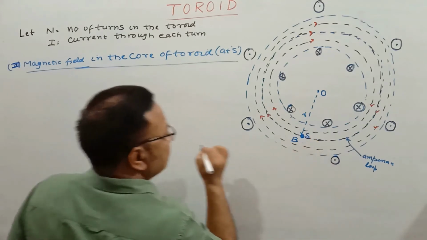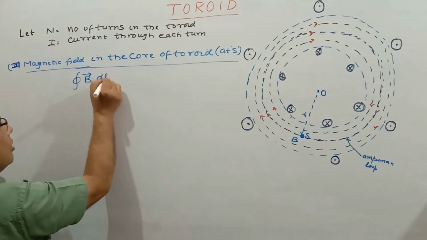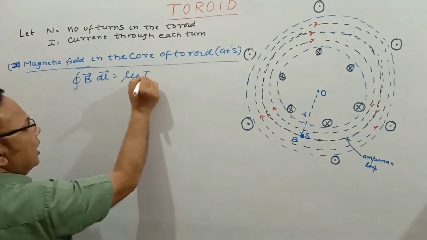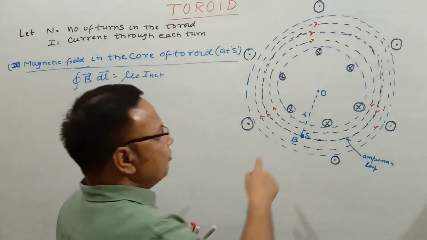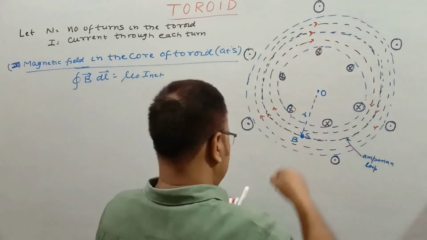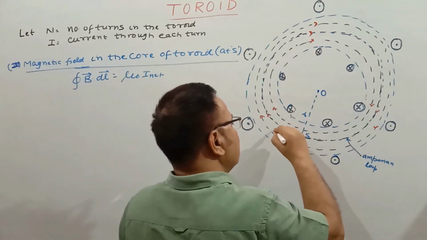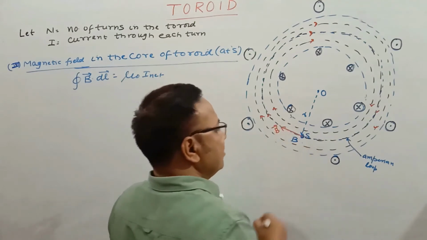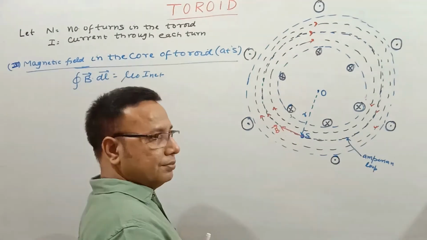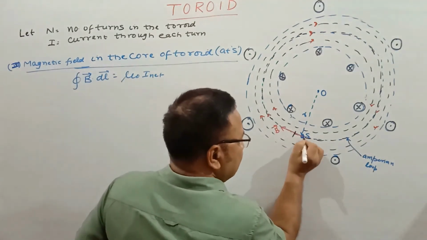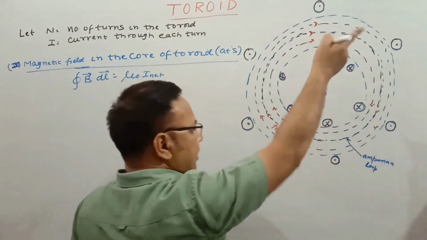This is point S. So inside the core the magnetic field is B, so the integral of B dot dl is equal to mu naught times I net. We know due to symmetry the field lines are like this, tangential, so this is the direction of the magnetic field. We are also traversing the same way, so dl is also in the same direction. We are traversing clockwise, say.